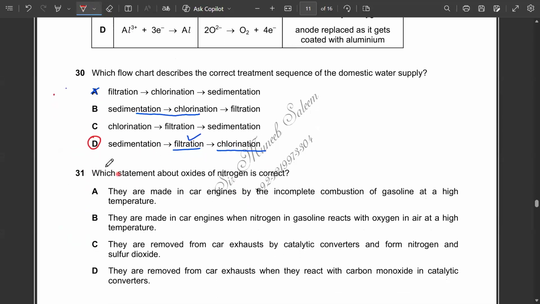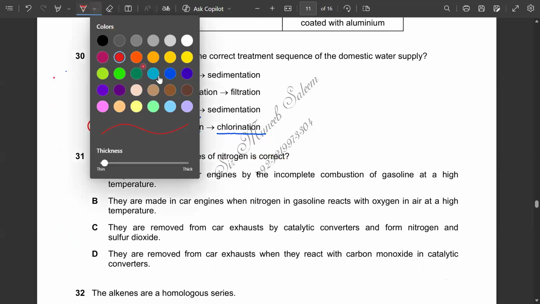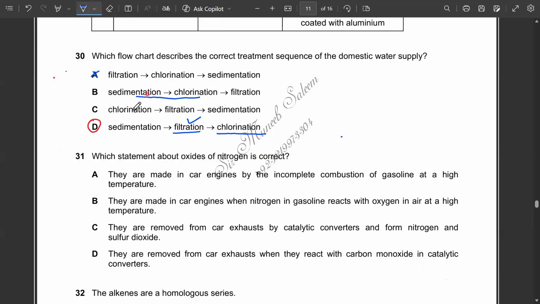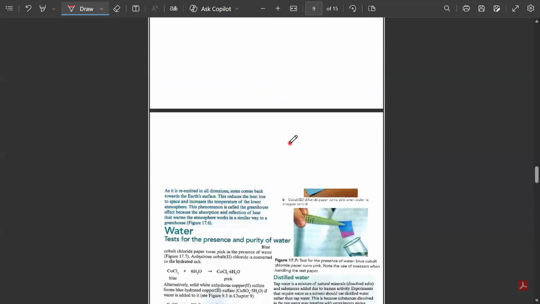Then 31, which statement about oxides of nitrogen is correct? So for this purpose, you have to recall the literature of the catalytic converter.